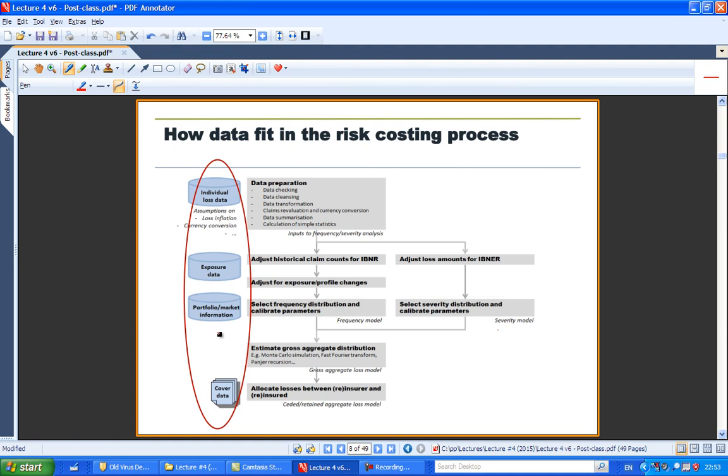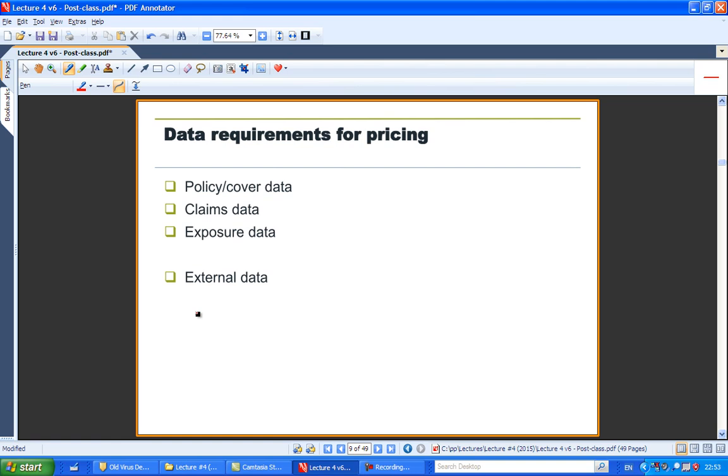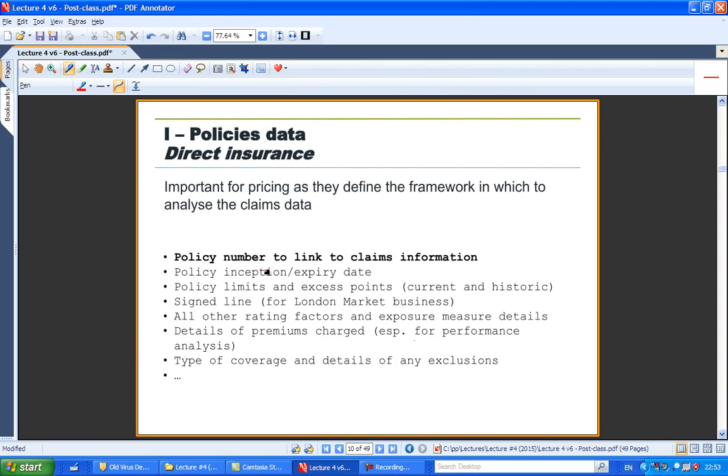And finally, you have what I call here cover data. I've called it elsewhere policy data, which basically tells you what you're actually covering. So limits, exclusions, terms and conditions, etc. In the next slide, we have given the same information written in non-graphic format, so I'm going to skip this.